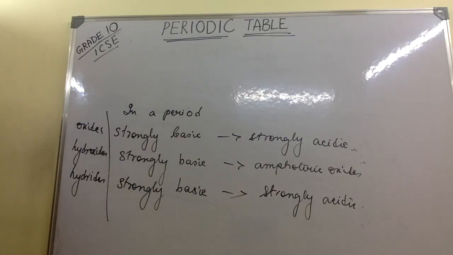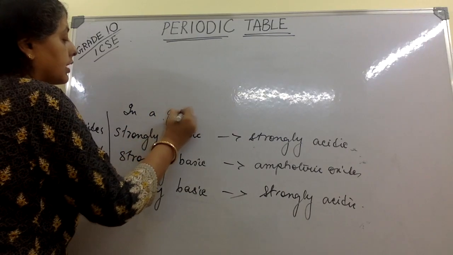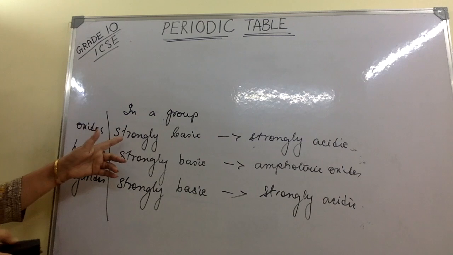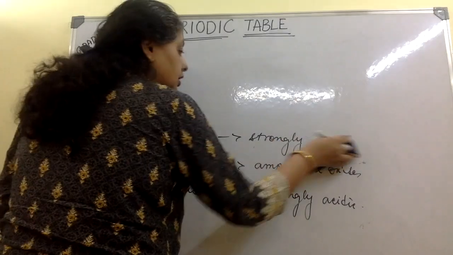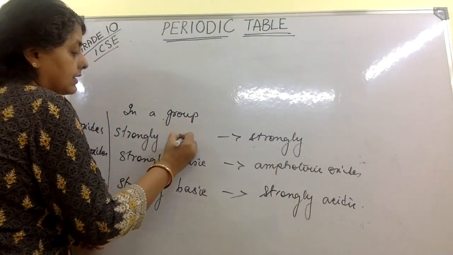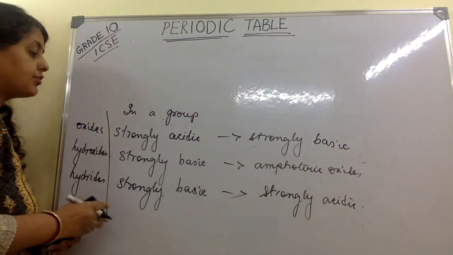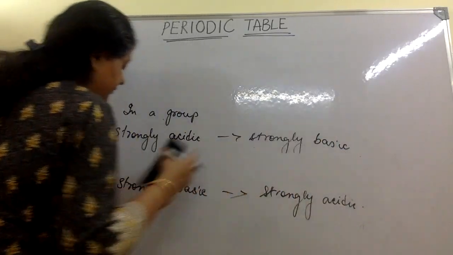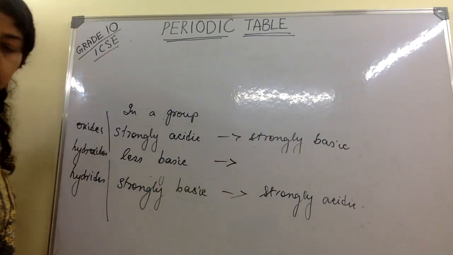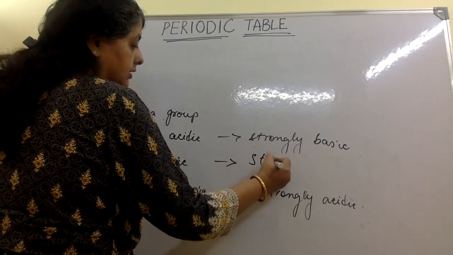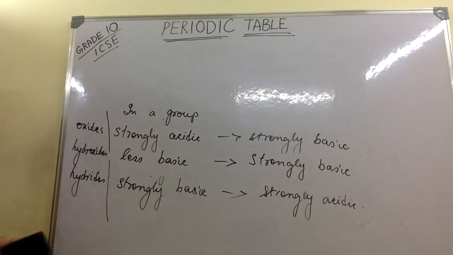Let's go down a group. In a group, what happens? Down a group, oxides go from strongly acidic, naturally, because you have the strongest nonmetal at the top of the periodic table, to strongly basic. So you have to learn to connect non-metals with acidic property. Hydroxides go from less basic to strongly basic. Why are they strongly basic? Because you have the strongest metal at the bottom of the periodic table.